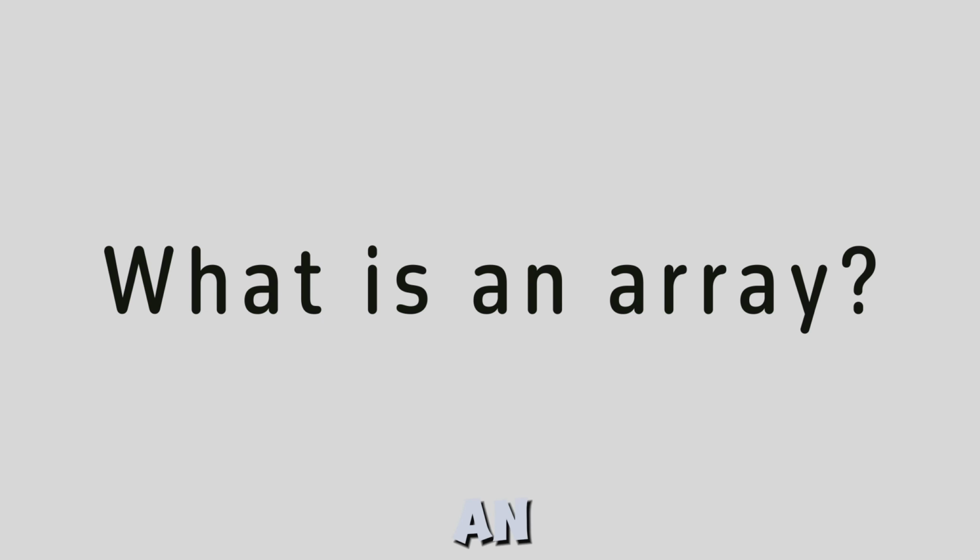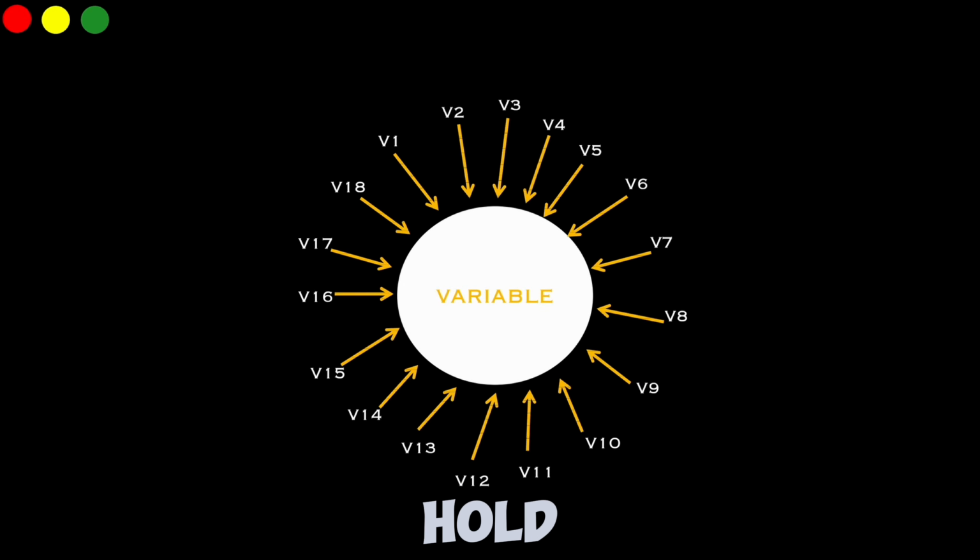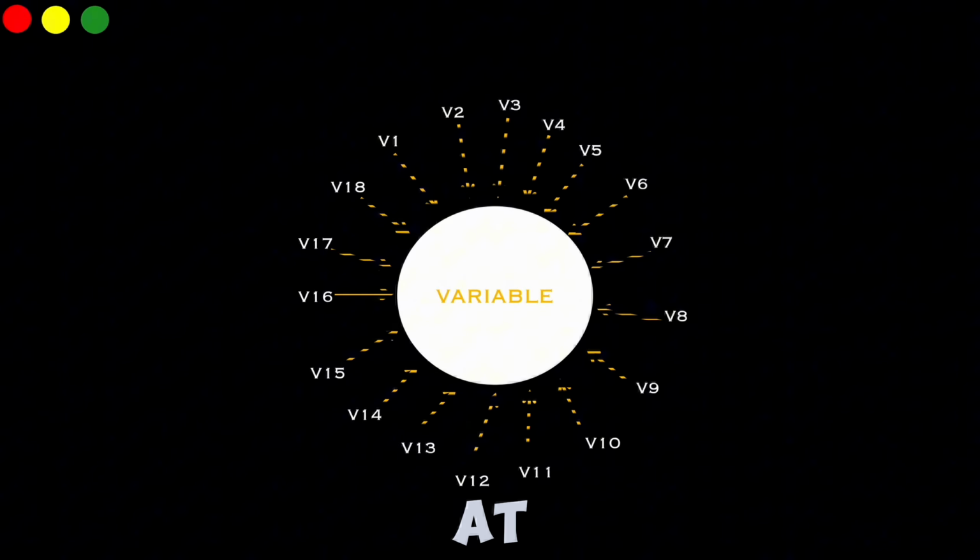In simple terms, an array is a special variable that can hold more than one value at a time. Think of it as a list, like a grocery list. Each item in that list is a piece of data, and you can access any item by its position in the list. Let's create our first array.